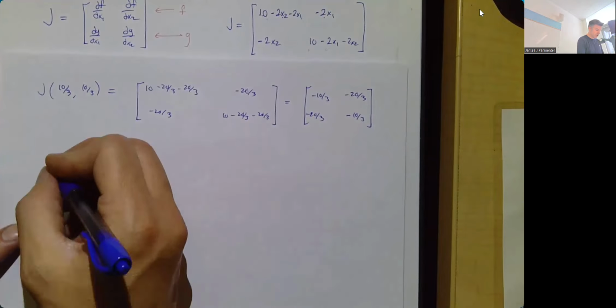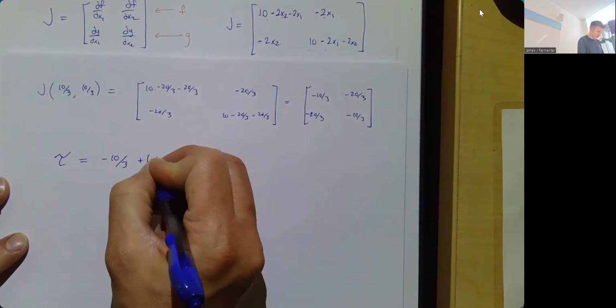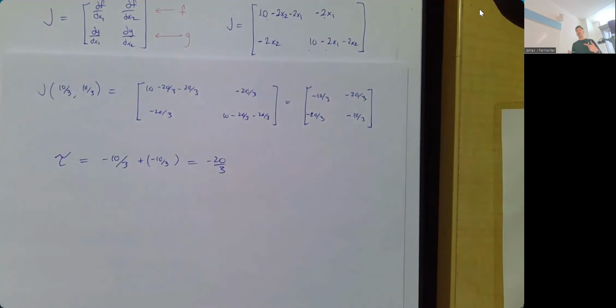The trace is going to be negative 10 thirds plus negative 10 thirds, which is negative 20 thirds. So we know when the trace is negative, you have either a stable node, stable spiral, or a saddle. Those are the only options, because the trace corresponds to the positive or negativeness of the real part of your complex eigenvalues.